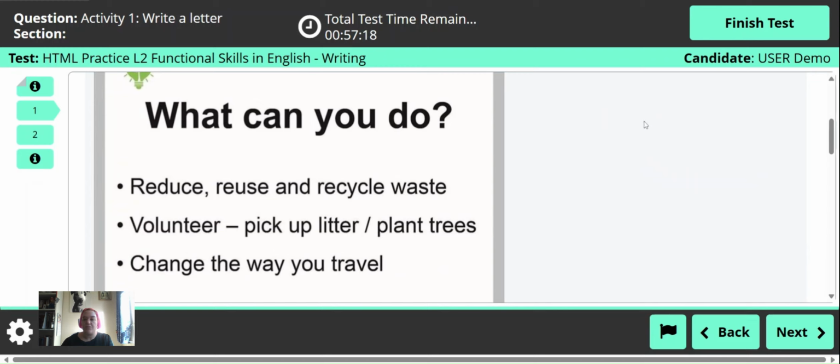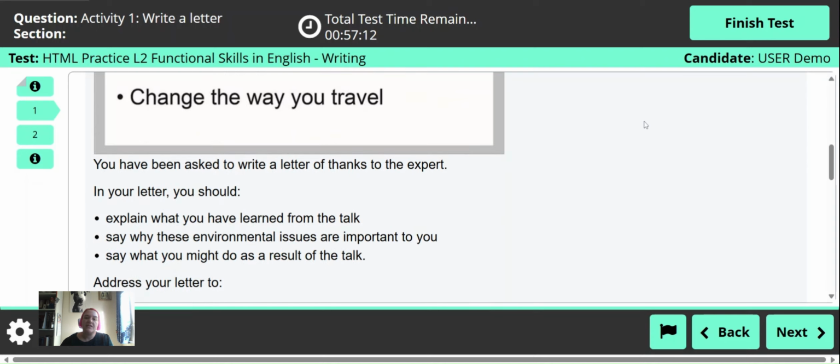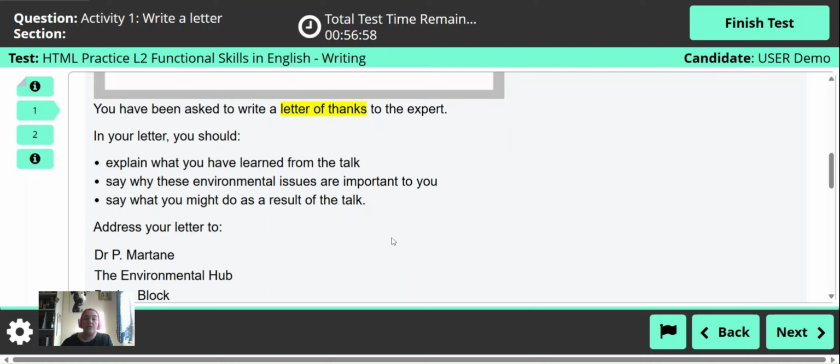Reduce, reuse and recycle waste. Volunteer, pick up litter, plant trees. Change the way you travel. You've been asked to write a letter of thanks to the expert. So again, I'm thinking about the key words and phrases there. In your letter, you should explain what we've learned from the talk, say why these environmental issues are important to us, and what we may do as a result of the talk. And then we are given an actual physical address to use in writing our letter.